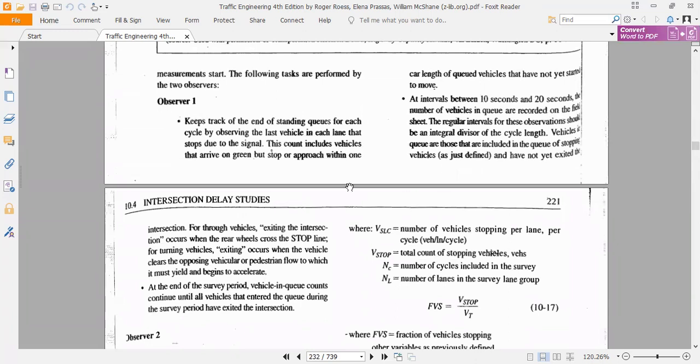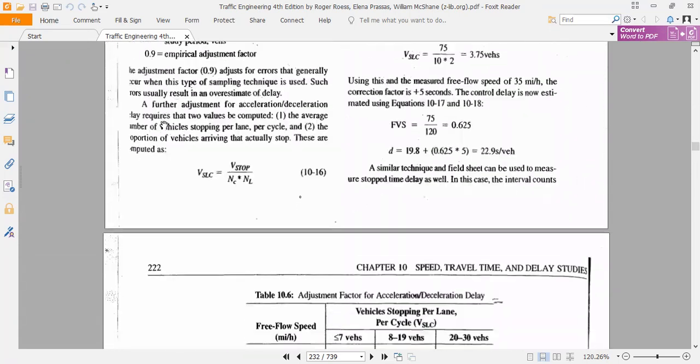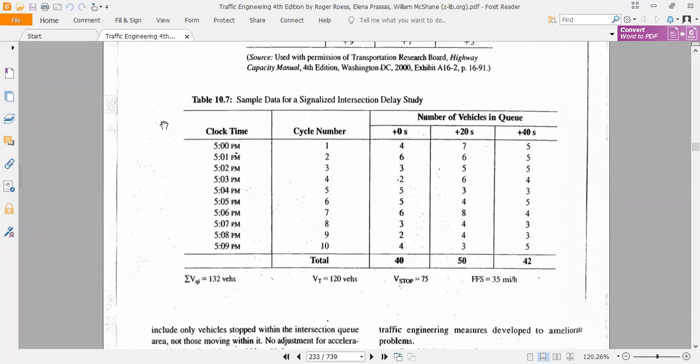Now this method asks us to have two observers noting down the data. For example, this is a sample data for a signalized intersection delay study according to the Highway Capacity Manual method. Before starting the survey, you found the free flow speed, which was 35 miles per hour. You started your survey at around 5 p.m.